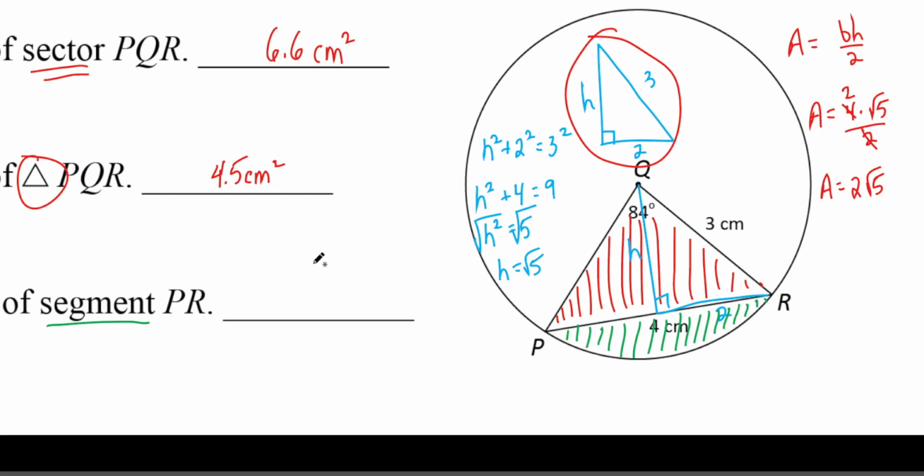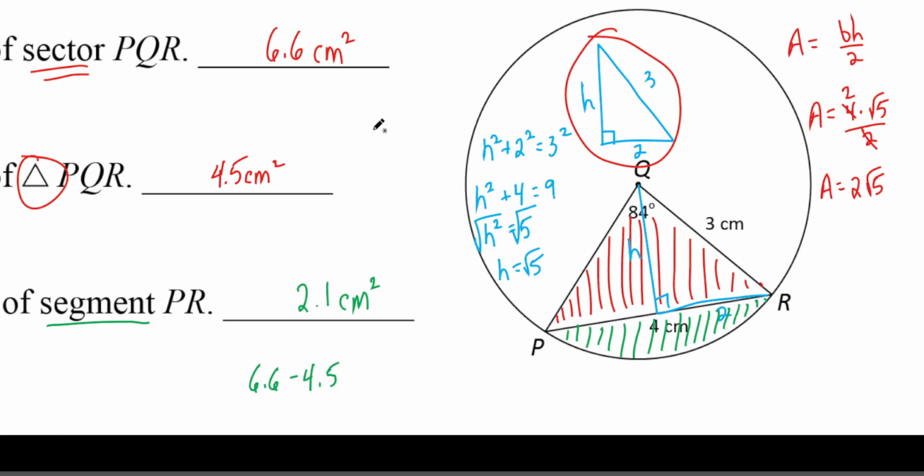Well, look, we've done the hard work already. We found the whole entire sector, that whole piece of pizza, which is 6.6. Then we found the triangle, which is a big part of that pizza, isn't it? How do I find what's left over? I just subtract them. So I go 6.6 minus 4.5. That gives me 2.1. And it's area again, so it's still centimeters squared. And that's how you do it.